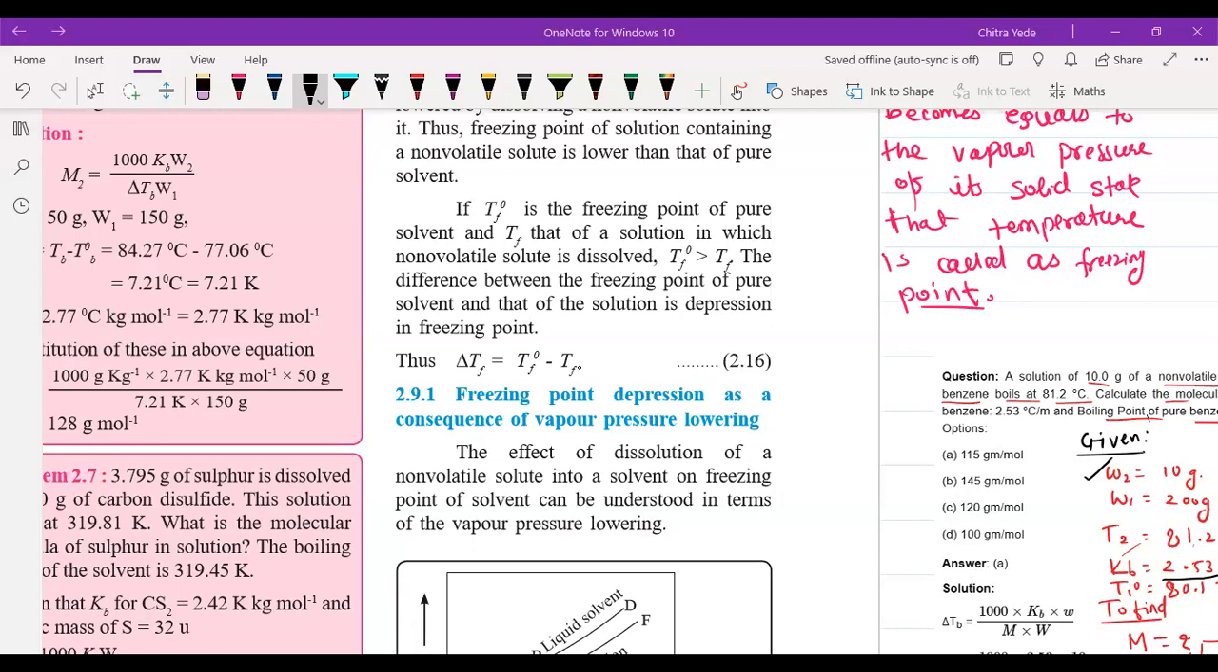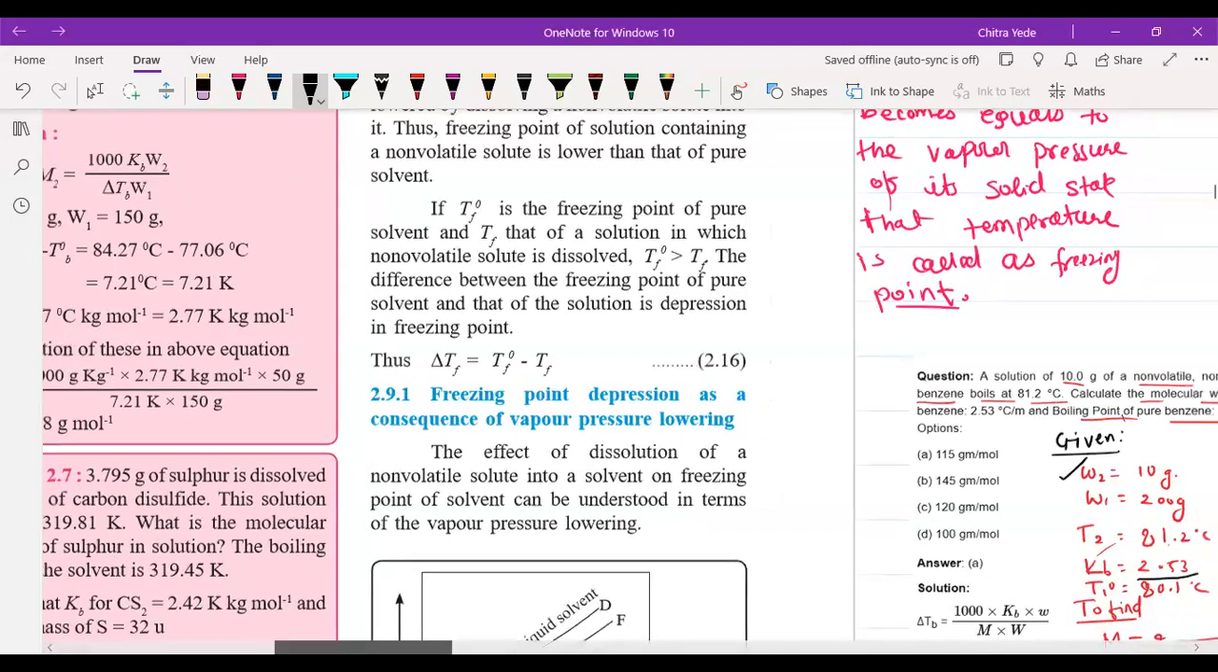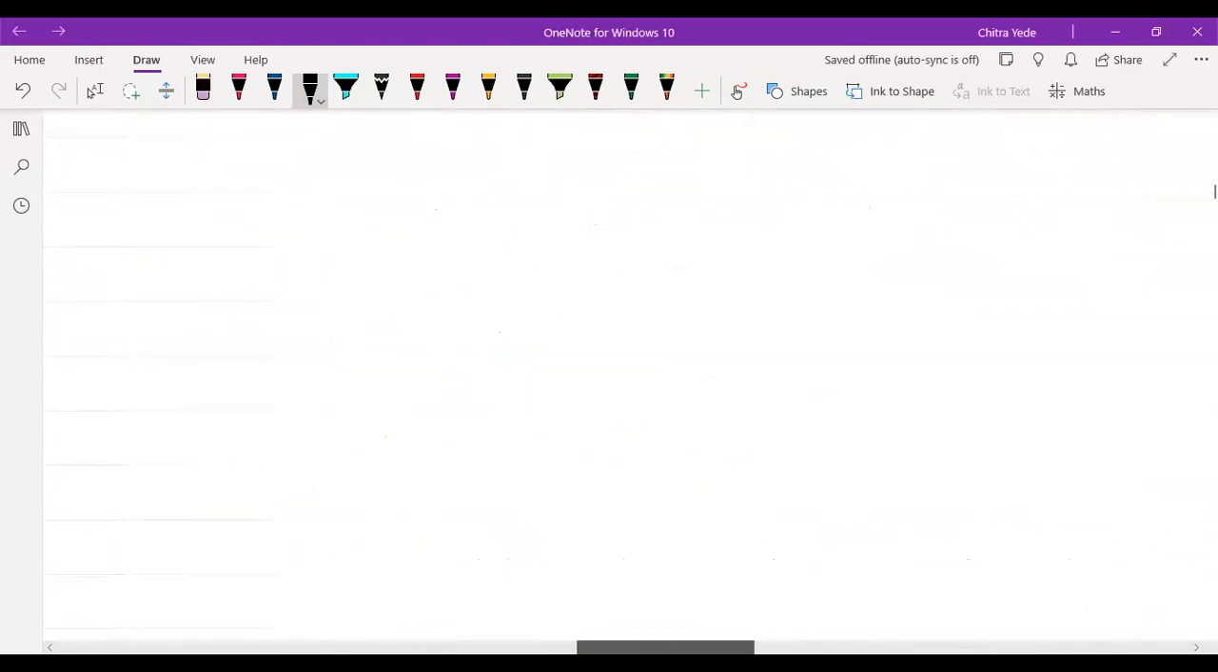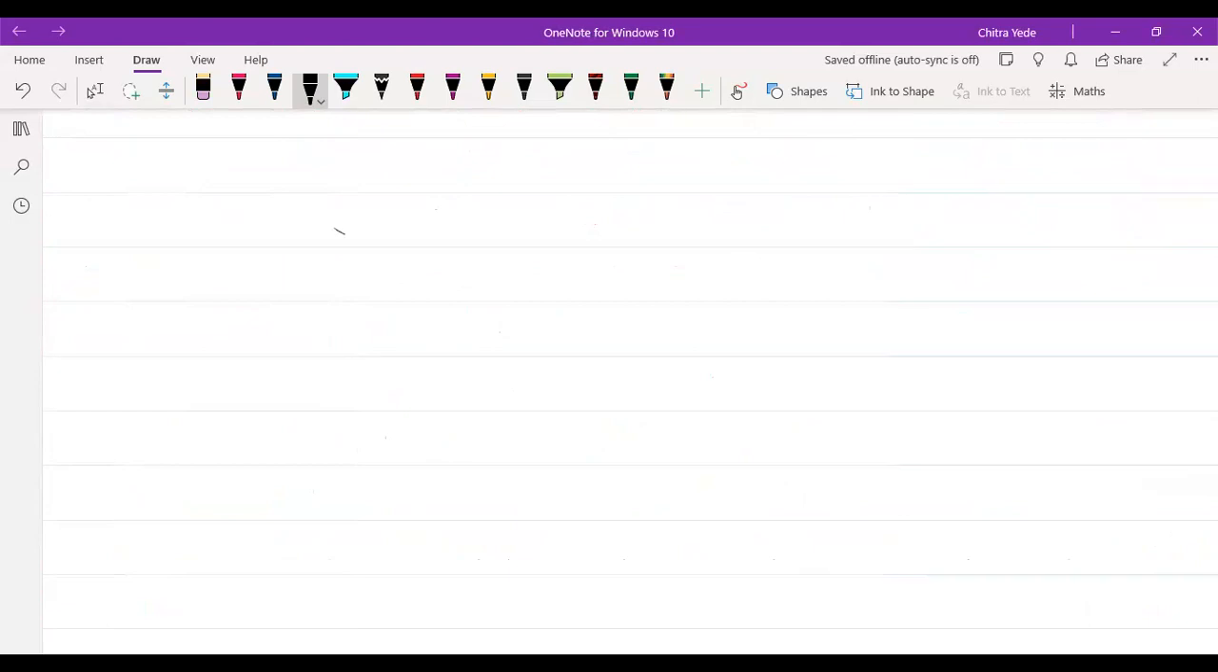Now, how freezing point depression takes place, that we have to understand. It is very important. So again I have to move the screen. Let's understand how it takes place. Again, we have to take one container that we discussed for elevation in boiling point. So here we have one container.